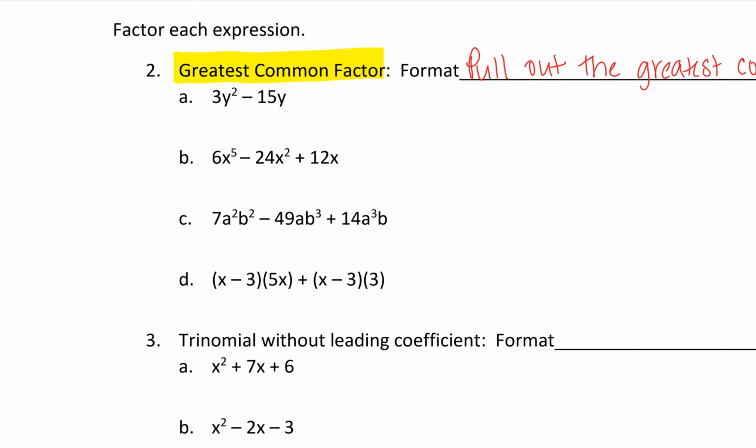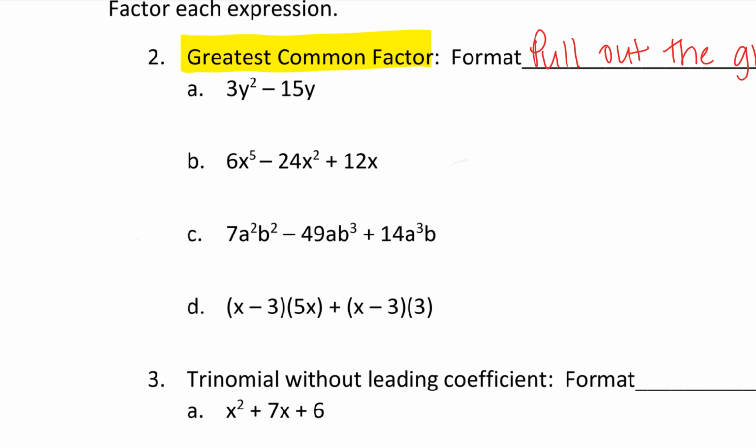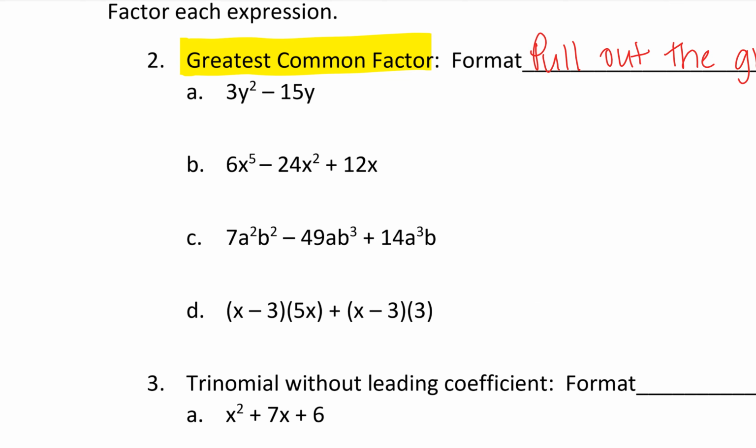Okay, so we're going to take a look at our very first one. We have 3y squared minus 15y. I need to know what those two things have in common. Well, 3 and 15 both have 3 in common. Y squared and y, I can only take one y maximum out of both of them. So I'm going to divide by 3y for both of them. And that 3y now comes to the front.